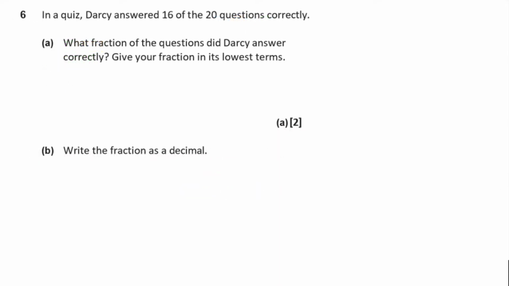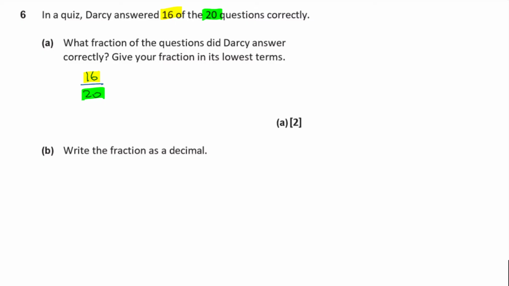Question 6. In the quiz, Darcy answered 16 of the 20 questions correctly. What fraction of the questions did Darcy answer correctly? Give your fraction in its lowest terms. Okay, so we've got 16 out of 20. So writing that as a fraction, that is 16 out of 20, like that. So that number he scored is on the top, and however many it was out of is on the bottom.